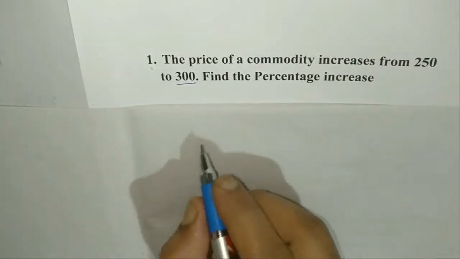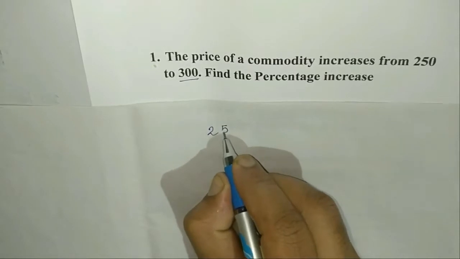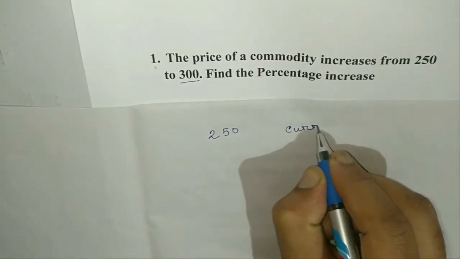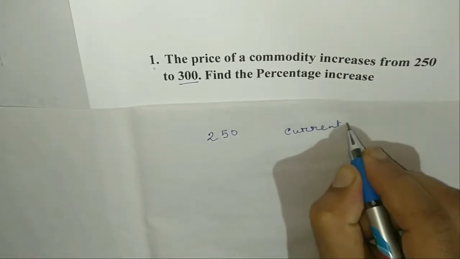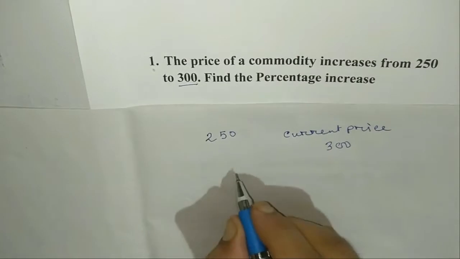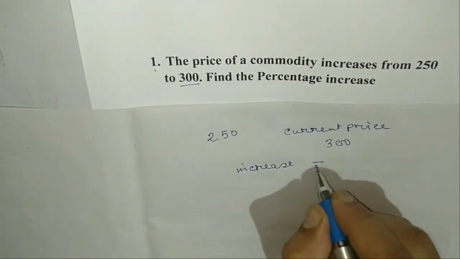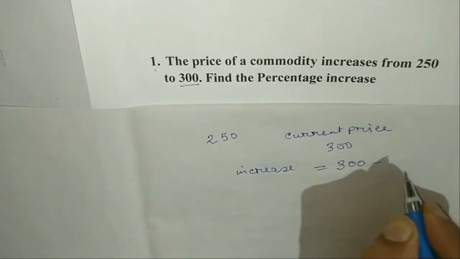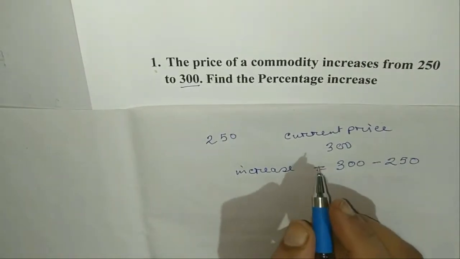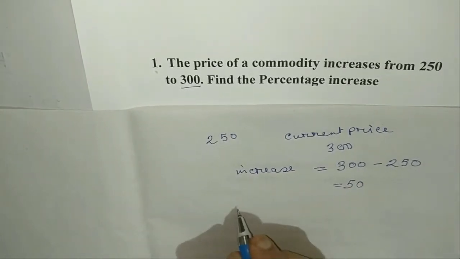So the initial price was 250. What is the current price? We are writing current price is equal to 300. So what's the increment? The increase happened from 250 to 300, so 300 minus 250 gives the increment as 50 rupees. Now we need to find out how much percentage has been increased against the initial price.